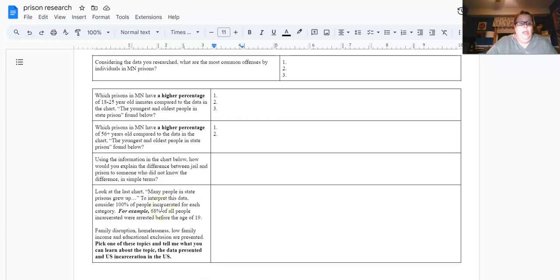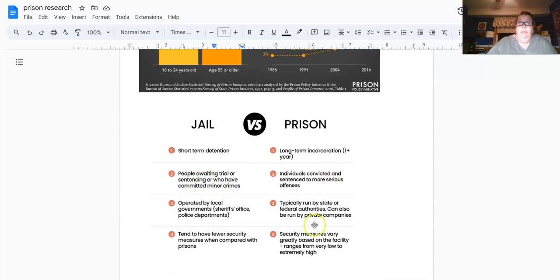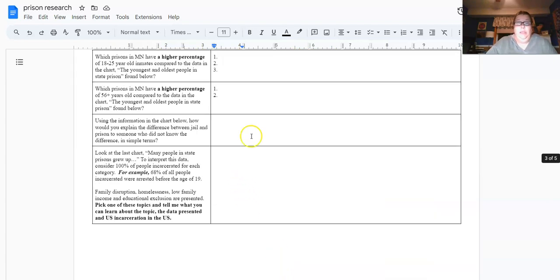Okay. The next one says, use the information in the chart below. How would you explain the difference between jail and prison to someone who did not know the difference in simple terms? I've given you a chart. You just have to analyze it and explain to me, how would you tell somebody the difference between jail and prison? And then the last one.